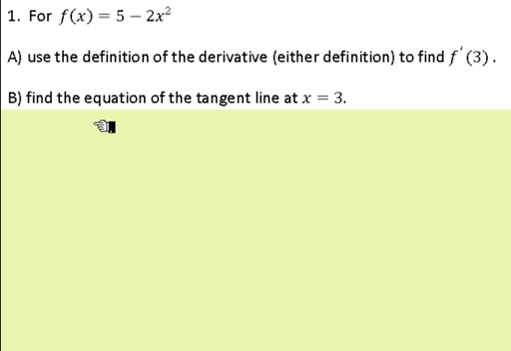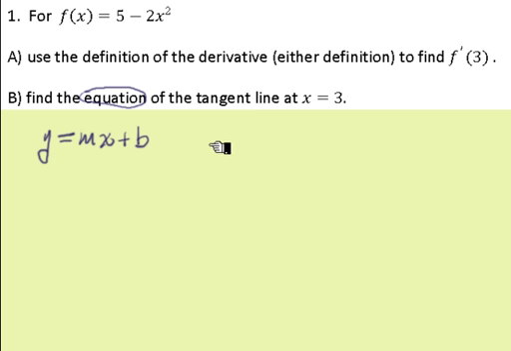In part B, we want to find the equation of the tangent line at x equals 3. That'll be the equation of a line, so we're going to use the y equals mx plus b form. Okay, so what do we need? We need to know the slope, and we need to figure out what b is.